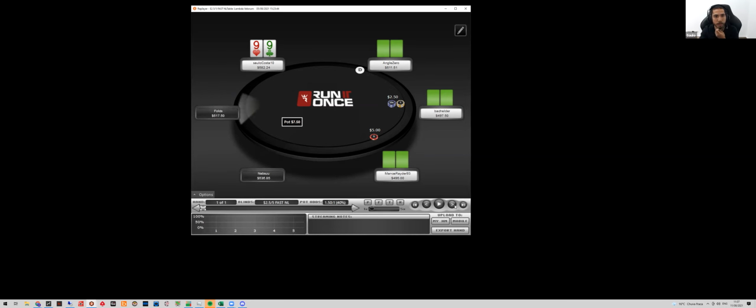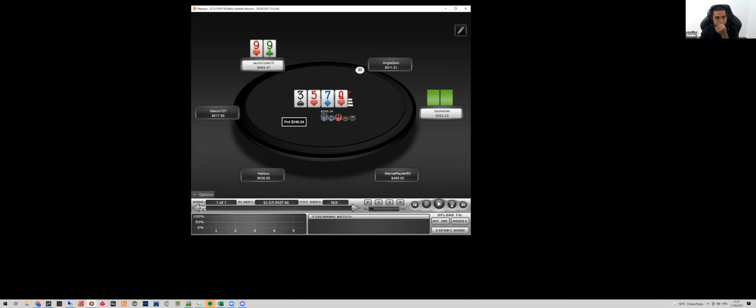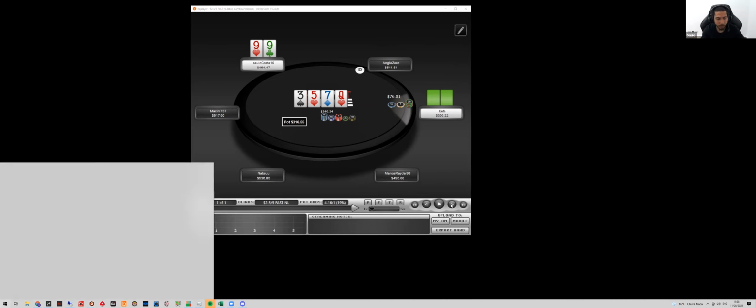I have pocket nines in the cutoff. I opened for 2.5x. This regular 3-bets from the small blind, pretty standard. I call. Flop is 7-5-3 rainbow. He goes ahead for a medium-sized bet, around 60% pot. I call. Turn is a queen. It's an interesting card. He goes for a blocking bet, around 30% pot, I think.